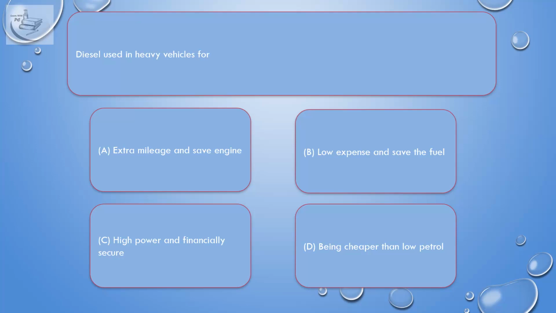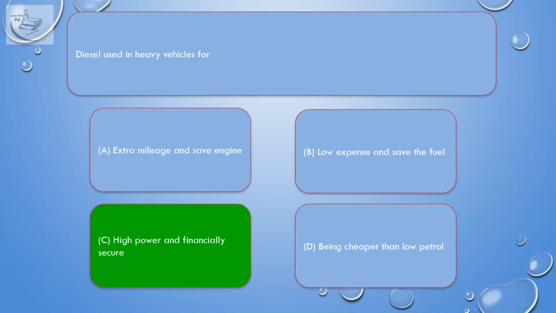Question: Diesel is used in heavy vehicles for A. Extra mileage and to save the engine, B. Low expense and to save fuel, C. High power and being financially secure, D. Being cheaper than petrol. Correct answer is C. High power and financially secure.